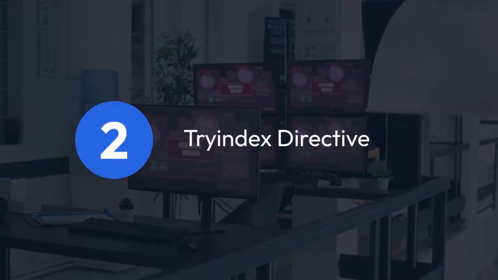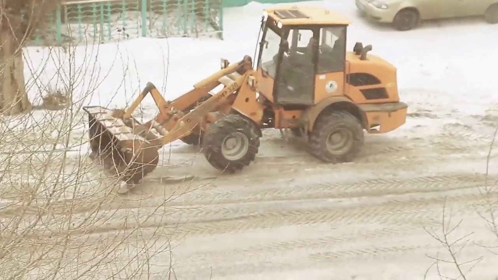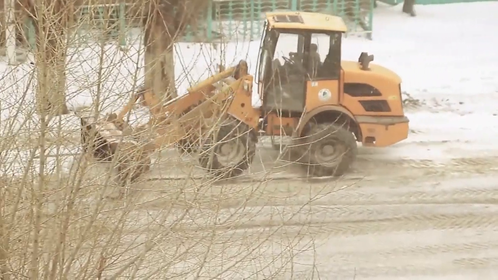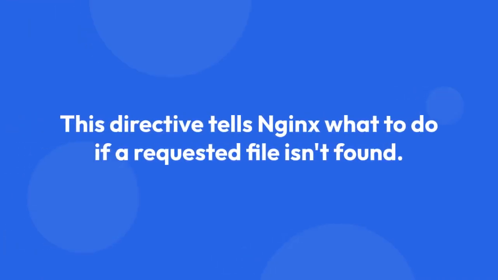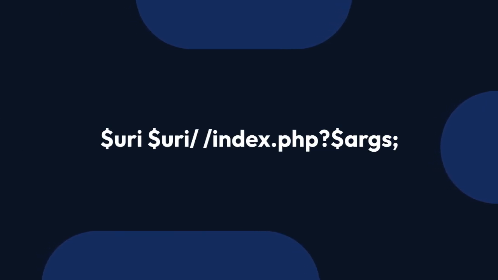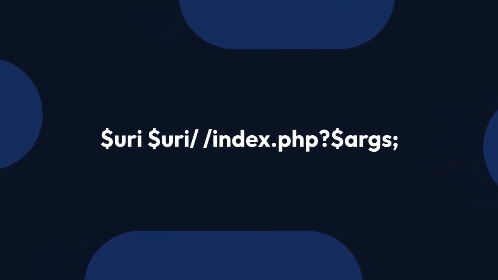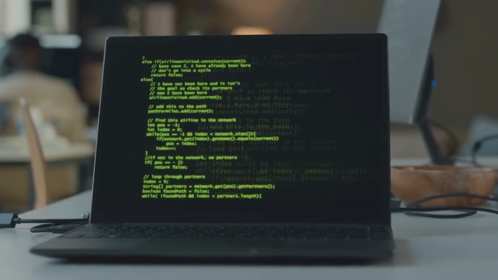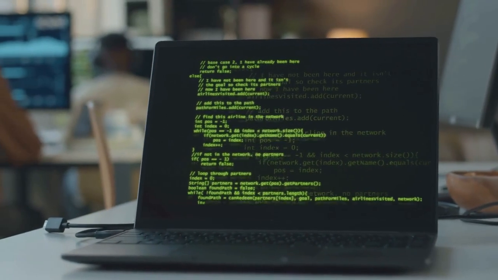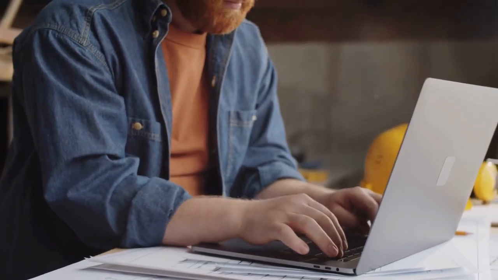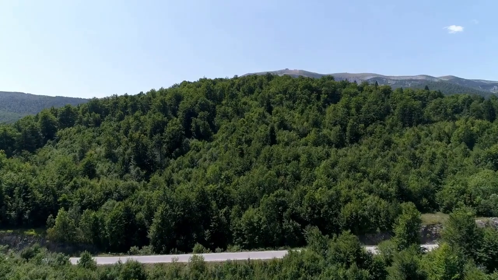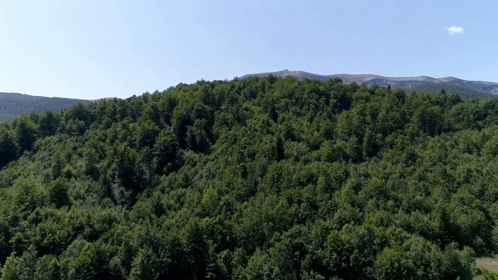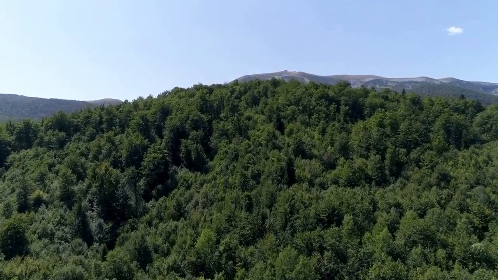2. The try_files directive. Within your Nginx server block, you need to ensure the try_files directive is correctly configured. This directive tells Nginx what to do if a requested file isn't found. The correct configuration should typically include $uri $uri/ /index.php?$args. This line first tries to find the exact URI requested, then a directory matching the URI, and finally, if neither is found, it forwards the request to index.php, which is the heart of your Laravel application's routing mechanism. Without this directive correctly set, Nginx might not know to hand the request off to your Laravel application.